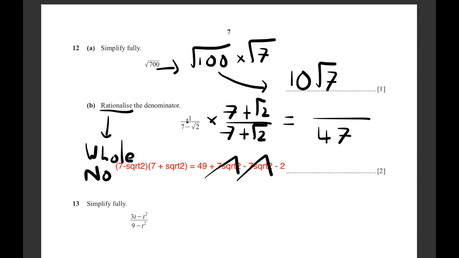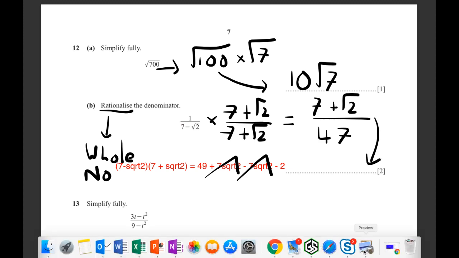And if you times anything by 1, you just get itself. So this becomes 7 plus root 2. And we're done for our 2 marks. There's some simplifying after. It would probably be a 3-mark question.